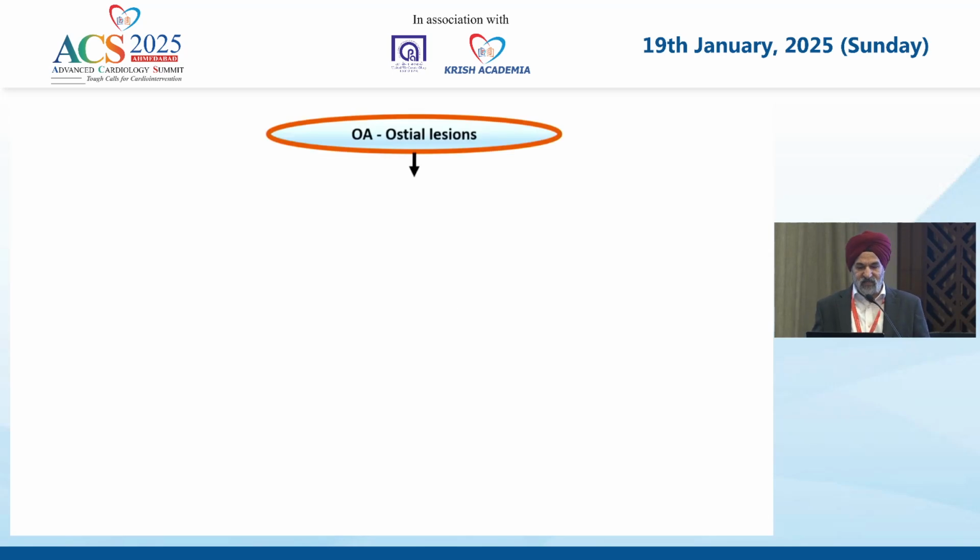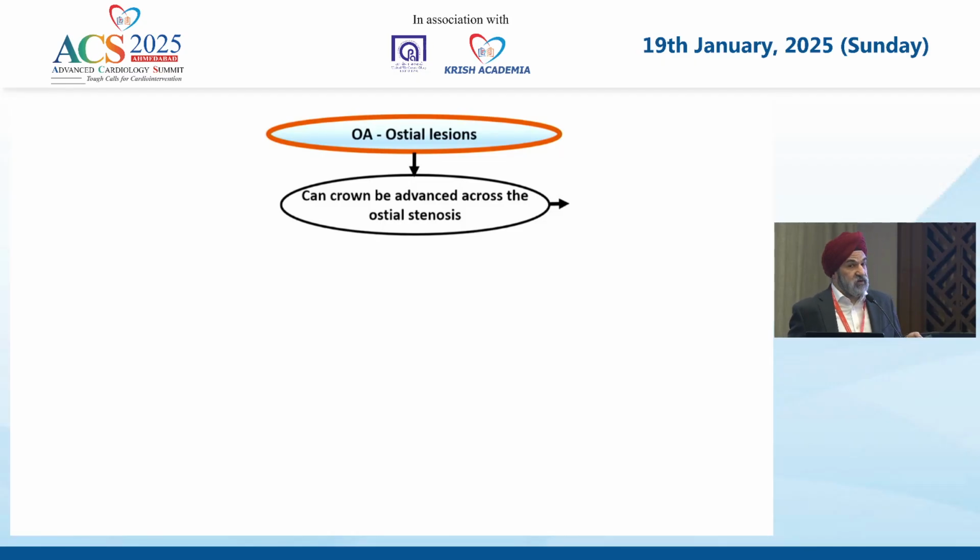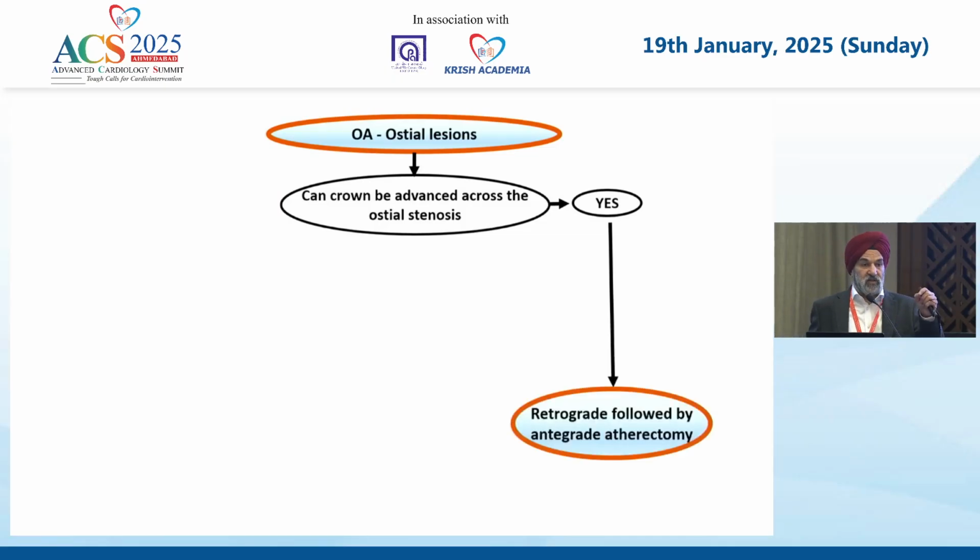Now, in the ostial segments, we need to use a different protocol. There are a lot of ostial nodules which come. Now, for the ostial lesions, the most important thing, there was a question in the morning, whether we should do retrograde or antegrade. This will answer that question. The crown has to be advanced, and if you are able to advance the crown beyond the nodule, you do start with the retrograde burring and then you can do antegrade and retrograde.